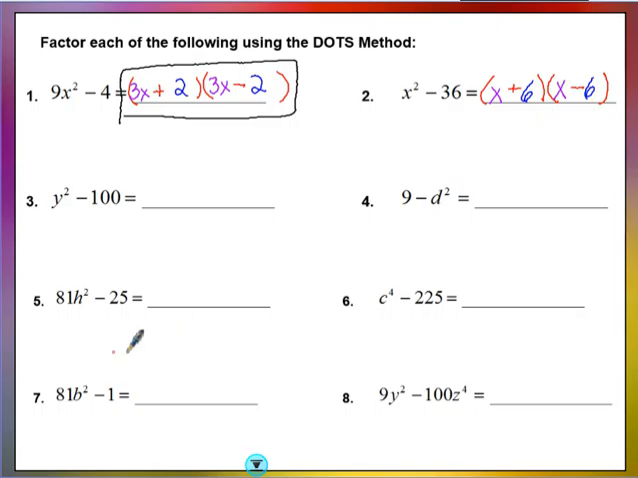I'd like to try maybe this one next, number 7. So now I have my same rules. I have my plus, my minus. The square root of 81b squared would be 9b, because 9b times 9b would give me 81b squared. And the square root of 1 is just 1.